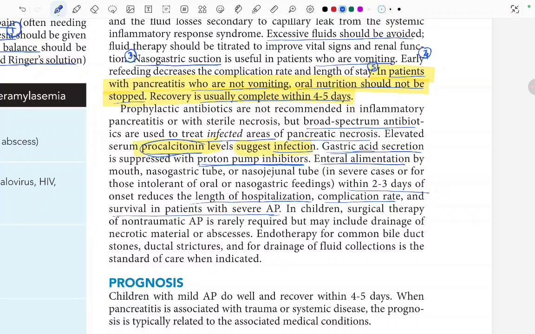In children, surgical therapy of non-traumatic AP is rarely required but may include drainage of necrotic material or abscess. There is no history of trauma, so in case of acute pancreatitis, surgical therapy is rarely required, but drainage may be required of necrotic material or abscess if present. Endotherapy for common bile duct stones, ductal strictures, and for drainage of fluid collection is standard of care when indicated.